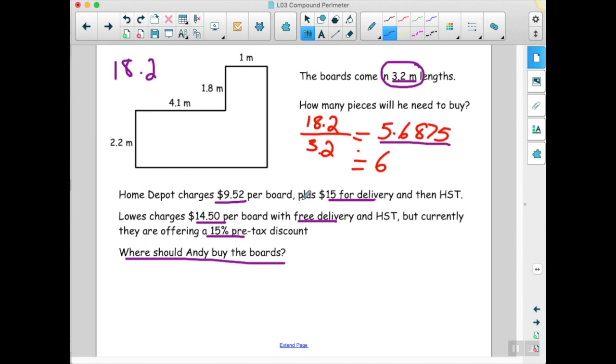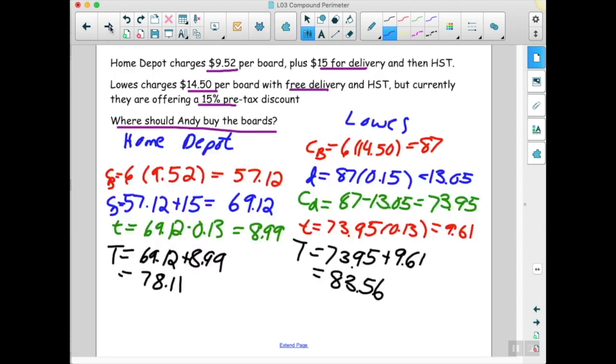And there wasn't enough room here for me to continue working. So I went to a new slide to do this work. So we need 6 lengths. Home Depot is charging $9.52 per board, as written here. That's going to give me a total of $57.12. But then I'm going to have to add on $15 for delivery. $57.12 plus 15 is $69.12 right there.